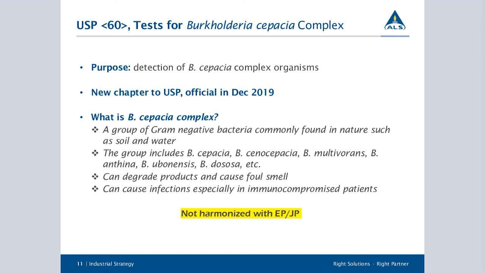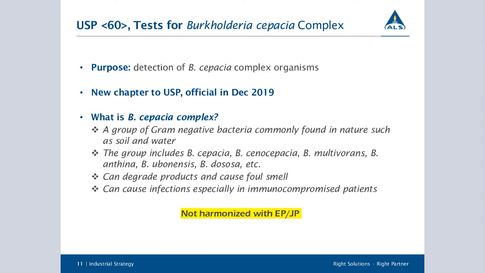So let's go through USP <60>, the test for Burkholderia cepacia complex. This is new. This is the one that just became effective in December 2019. So what is the B. cepacia complex? It is a group of gram-negative bacteria in the Burkholderia species, generally found in soil and water. It can also grow in the presence of bile salt, and it's a non-lactose fermenter.